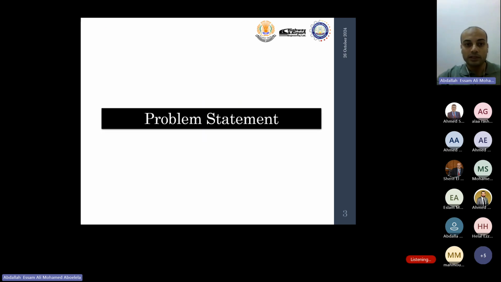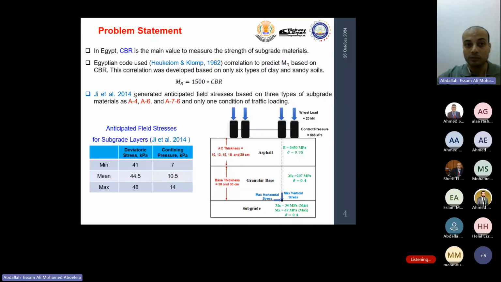For the problem statement, as we know, what we depend on in Egypt is the AASHTO 1993 method for pavement structure design, and this method depends on the values of the resilient modulus of subgrade materials. However, this test is less available in Egypt, and we commonly use the CBR values. So the Egyptian code recommended some correlations for unbound material, and for the subgrade materials, we used the Heukelom and Klomp correlations, which were conducted in 1962.